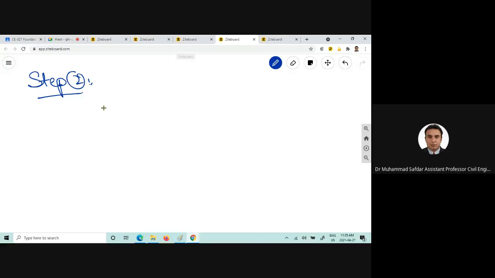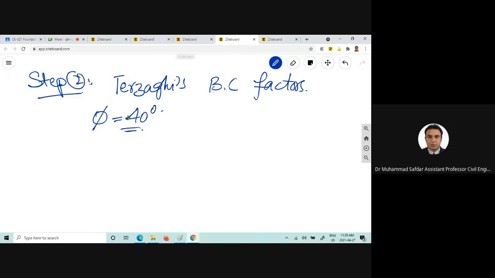Let me give you a hint. Okay, now the friction angle we are given is 40 degrees. So I need NC, NQ, and N gamma values. Can you hear me? Please confirm. Yes, sir. NC, NQ, and N gamma.